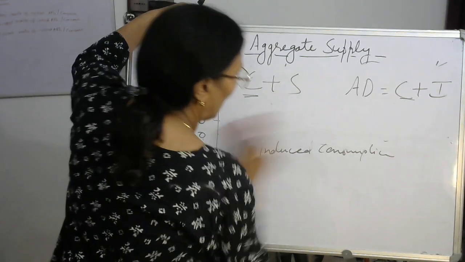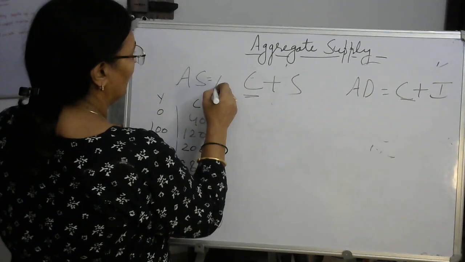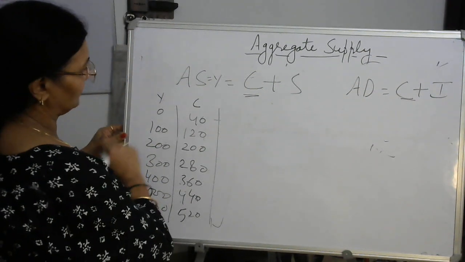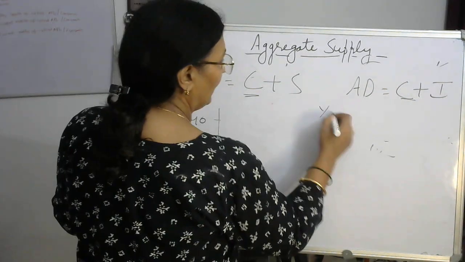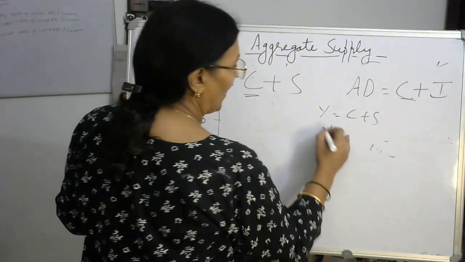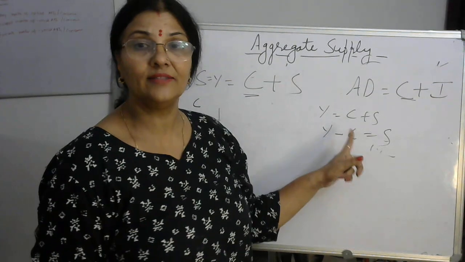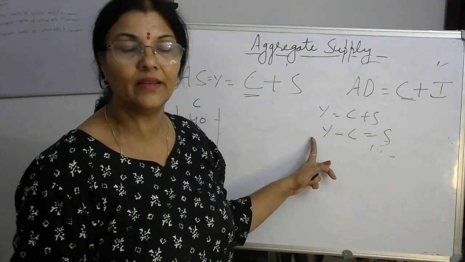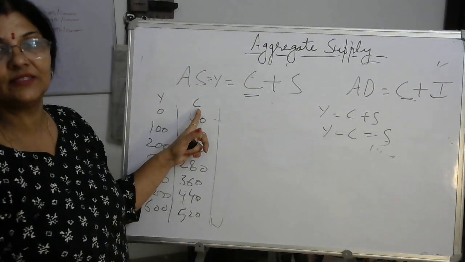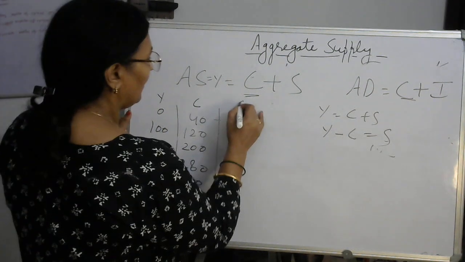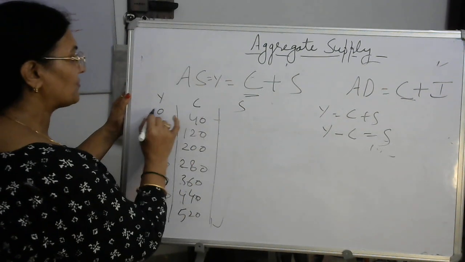And as I explained to you, Y is equal to C plus S. So Y minus C is equal to S. Are you clear? If we deduct consumption from Y, what will come? Saving. So we have income and consumption both. Now we can derive S, saving, by deducting consumption from income.